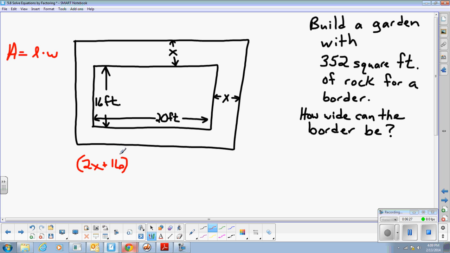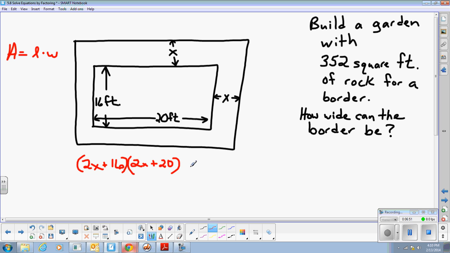So I've found the width, I need to find the length. So I'm going to put a parenthesis here. My length, I have an X over here because that's the distance from here to here. Now I have another 20 from here to here, and then also another X on the left side over here. So that also means there are 2X. And then I'm going to add the 20. Now that's the area of the large rectangle.